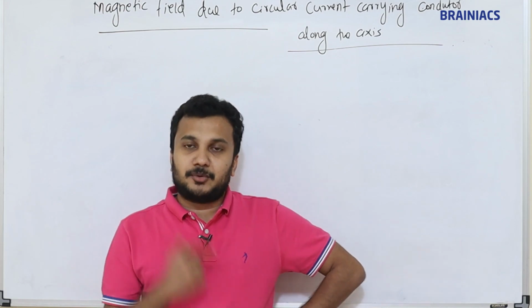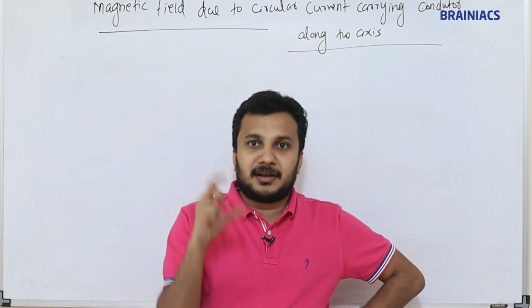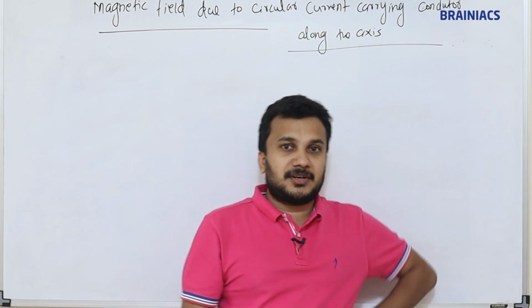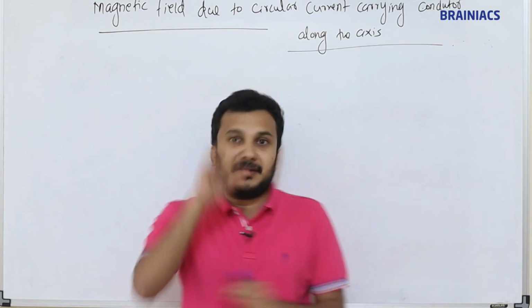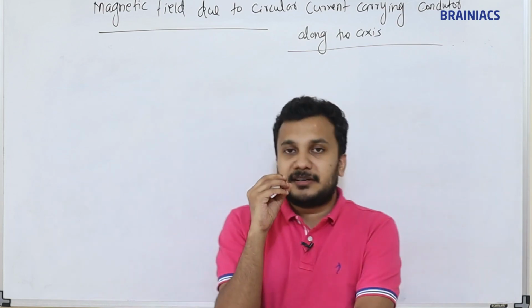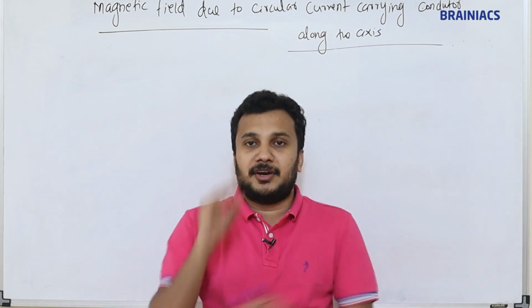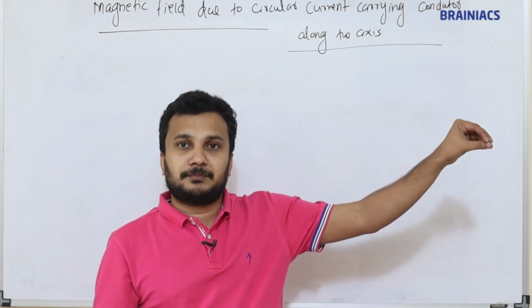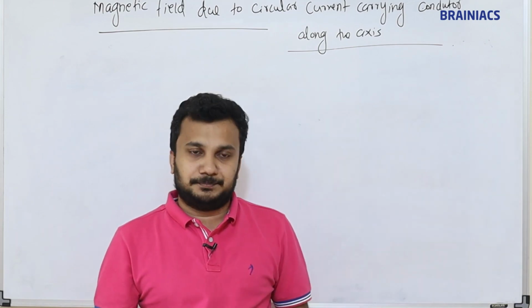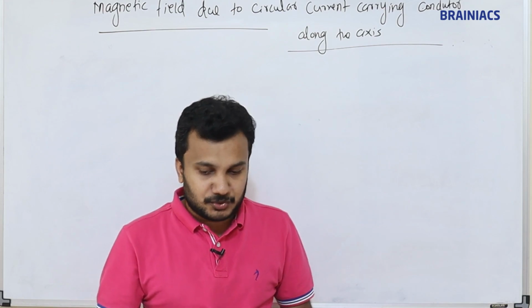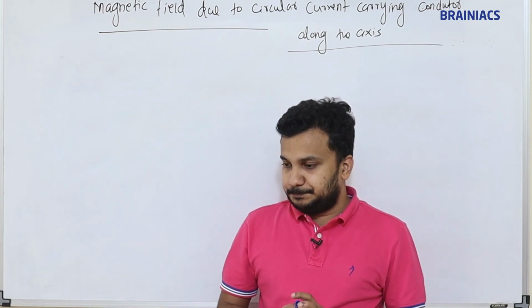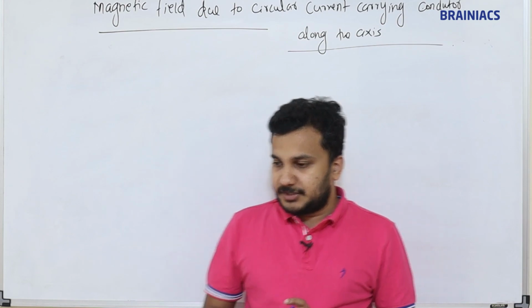So whatever we are going to calculate here, we have a current carrying coil. For all the ladies, you can consider it like your bangles, it's a ring, carrying a certain current, and we are going to find out the magnetic field on the axis of the current carrying conductor. This is what we are going to see today. For this we need to have some understanding.